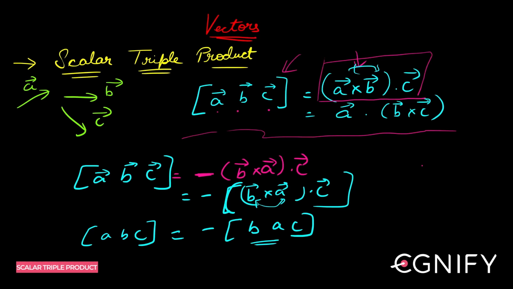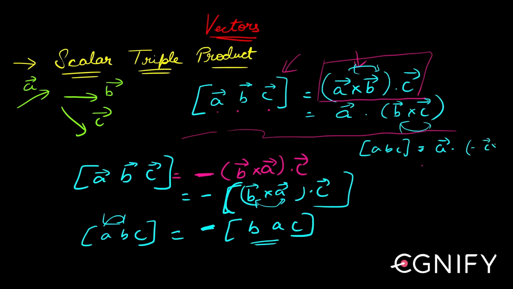So this is actually giving rise to an interesting thing. If I change the order of these two, then I'll have to account for that by a negative sign. Similarly, look at this. If I change the order of these two, then box ABC is equal to A dot, B cross C, so minus C cross B, right? Minus C cross B. But this negative sign has to be accounted for because you're changing the order.